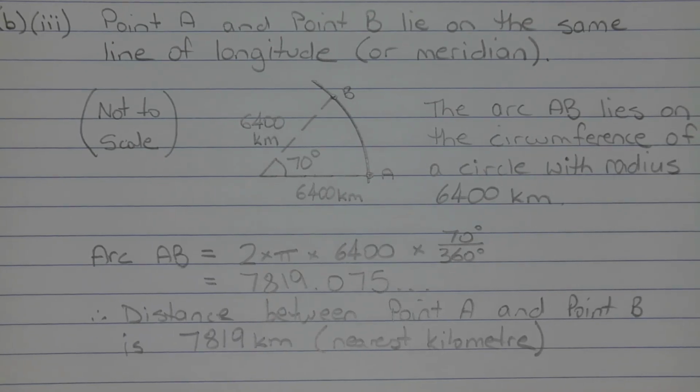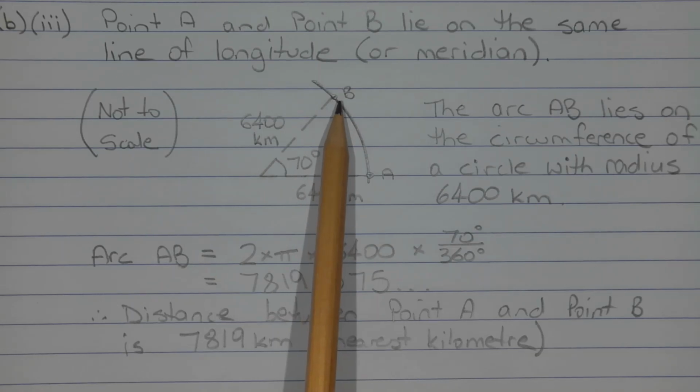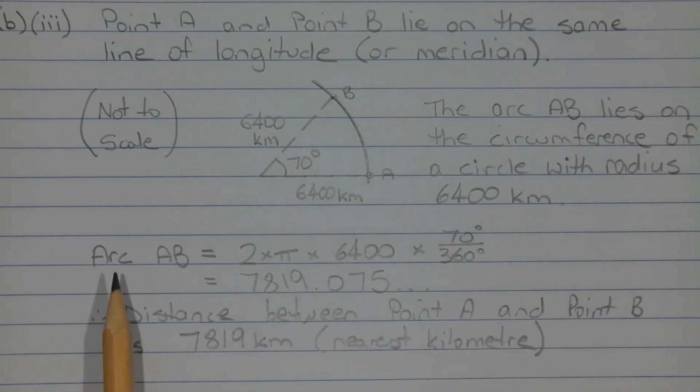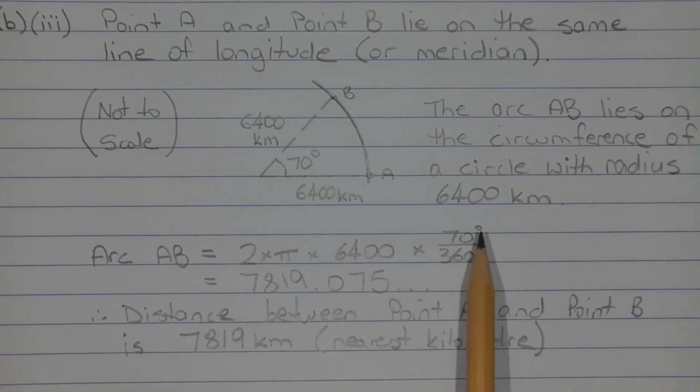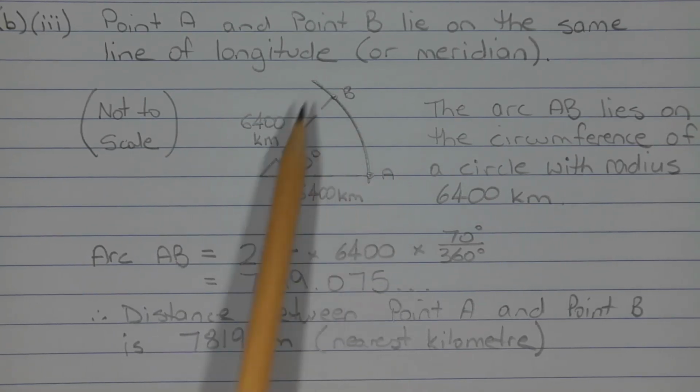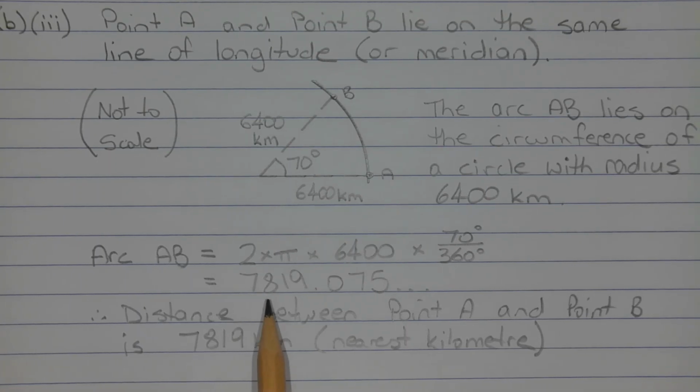Now from part 2, we found that the latitude, or how far north point B is compared to point A, is 70 degrees. So arc AB, applying the arc length formula, is equal to 2 times pi times the radius of 6,400 multiplied by 70 degrees over 360 degrees, because we want the fraction of the circumference of the entire circle that is occupied by arc AB. And that equals 7,819.075 and so on, and we need to round this to the nearest whole number. So therefore, the distance between point A and point B is 7,819 kilometres, correct to the nearest kilometre.